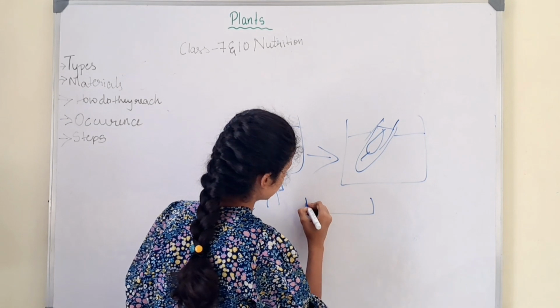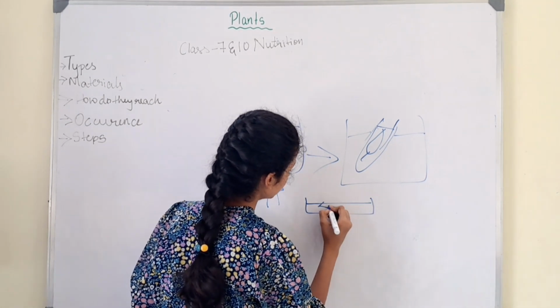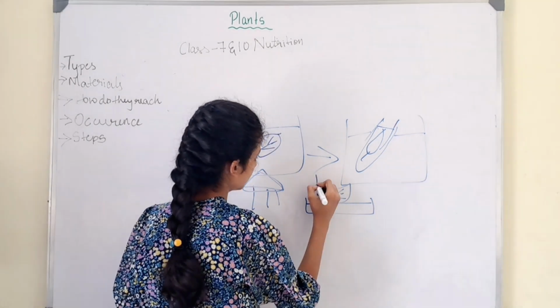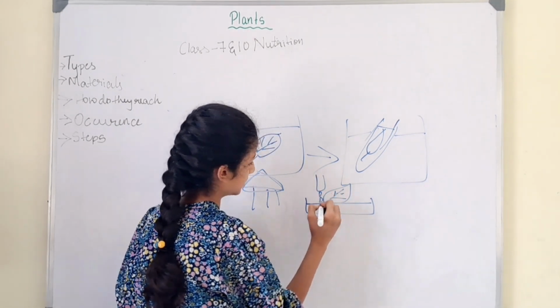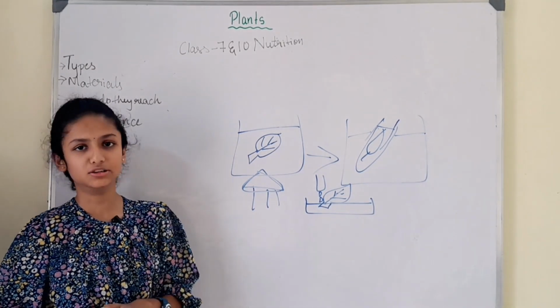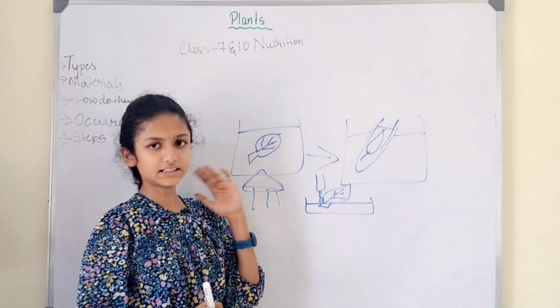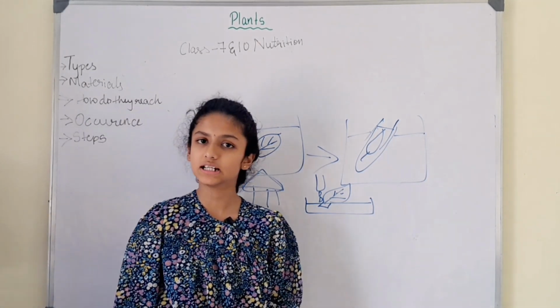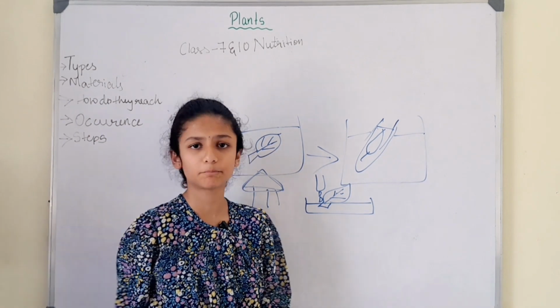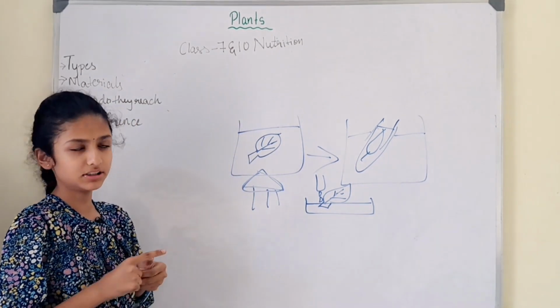A petri dish is a dish like this. Once you keep it, you pour iodine solution, one or two drops. Now if starch is there, the leaf turns bluish black. This is the starch experiment. We have used the starch experiment in the carbon dioxide experiment and the sunscreen experiment. This is all about the starch experiment.